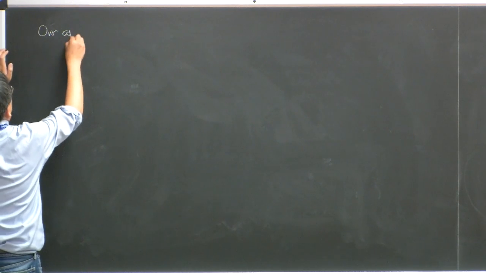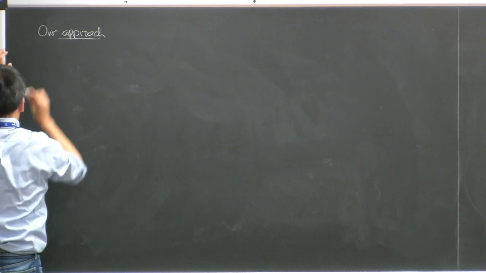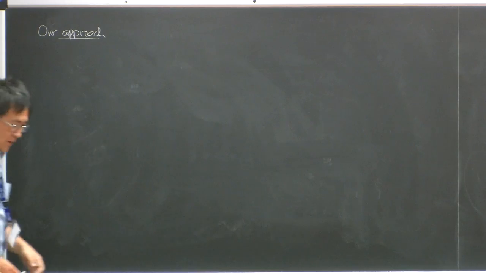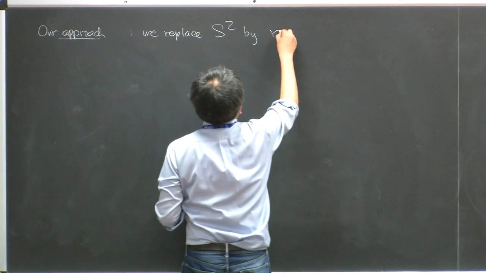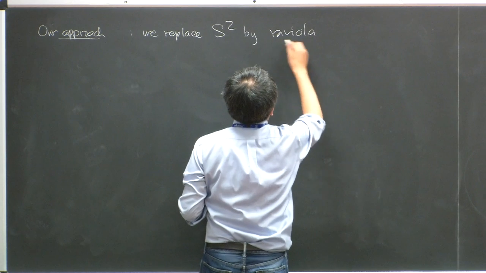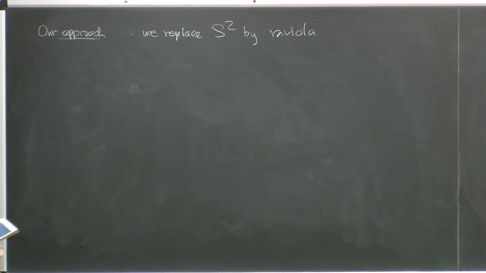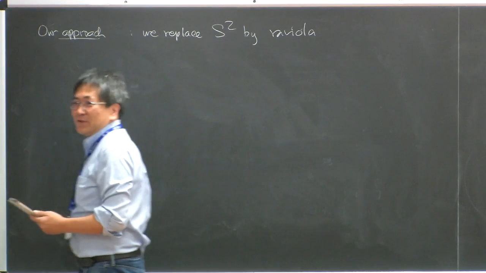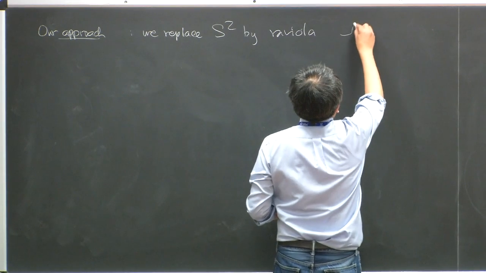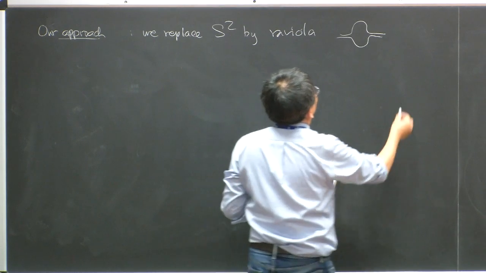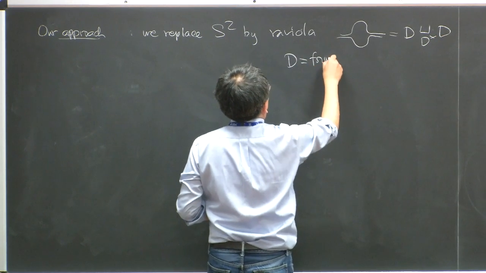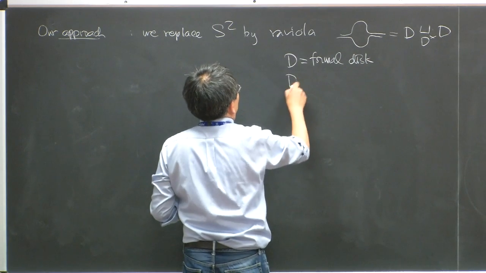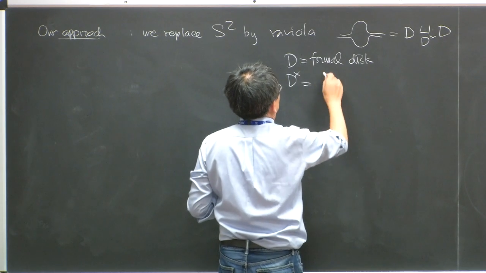So our approach. We replace S2 by a ravioli. Maybe, here in Italy, I must remember the correct word. So this is a singular version of ravioli. You write ravioli in this way. So this is the union of the formal disk and the punctured formal disk, D minus 0.